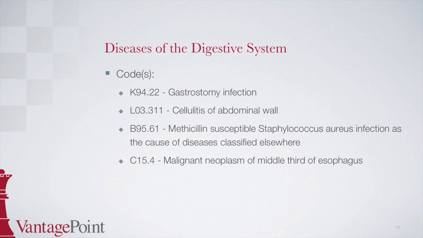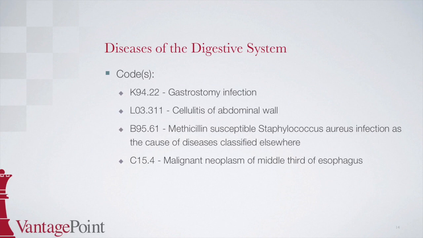In the tabular, there is a note which states, use additional code to specify type of infection, such as cellulitis of abdominal wall, L03.311. Since cellulitis of the abdominal wall is documented, L03.311 is our next code. If you did not see the instructional note, to look up this code, you would first go to cellulitis in the alphabetic index and then locate abdominal wall indented below, which points to L03.311, which you would then confirm in the tabular.